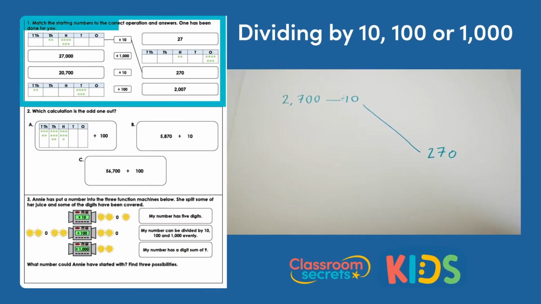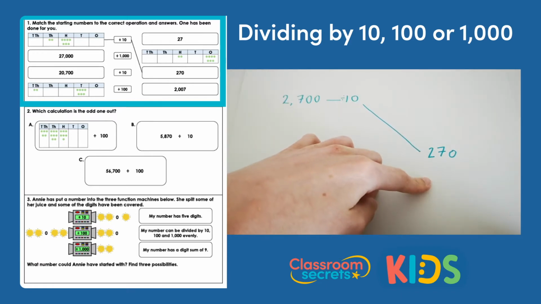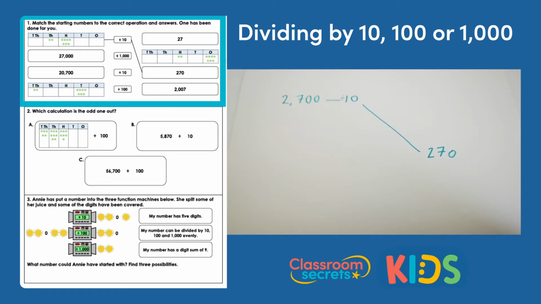Question 1 says, match the starting numbers to the correct operation and answers. One has been done for you, and the example we've been given is 2,700 divided by 10 gives us 270. Our first task is to break this question down and find out what the actual numbers in the place value charts represent so we can see them and work out the calculations one by one.